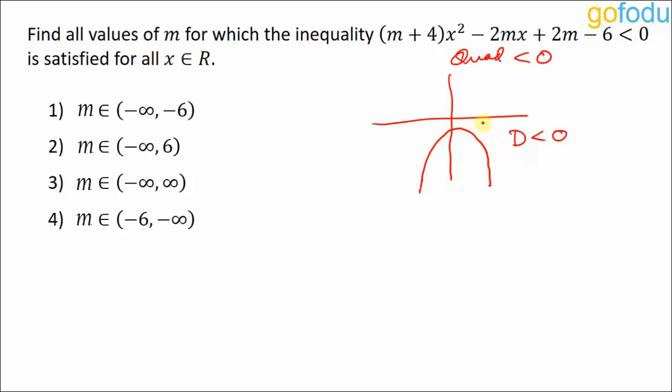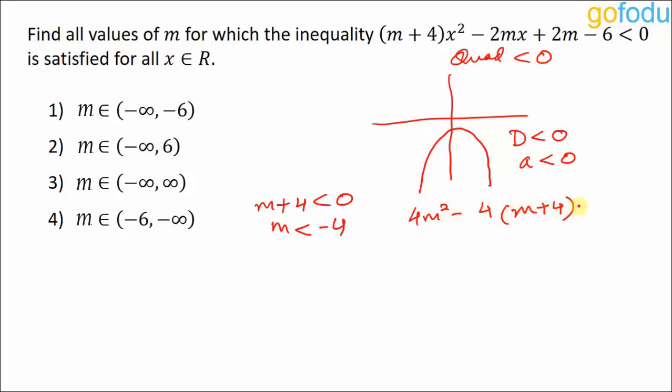And second thing, as this curve is opening downwards, a will have to be less than 0. Then only the curve will open downward, okay? So if we apply these two conditions on our quadratic expression, a less than 0 means m plus 4 is less than 0. That means m is less than minus 4, okay? And d less than 0 means b square minus 4ac is less than 0. B square is 4m square minus 4, a is m plus 4 and c is 2m minus 6, less than 0.